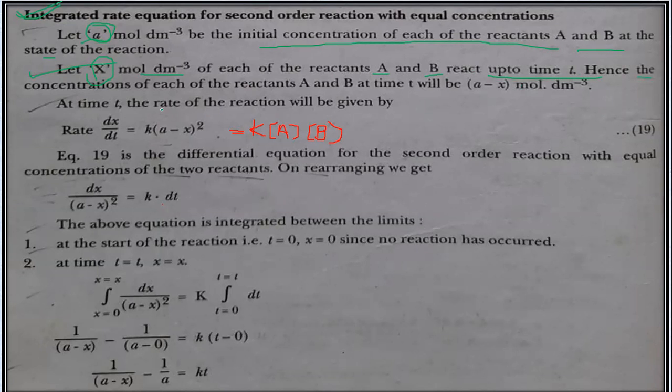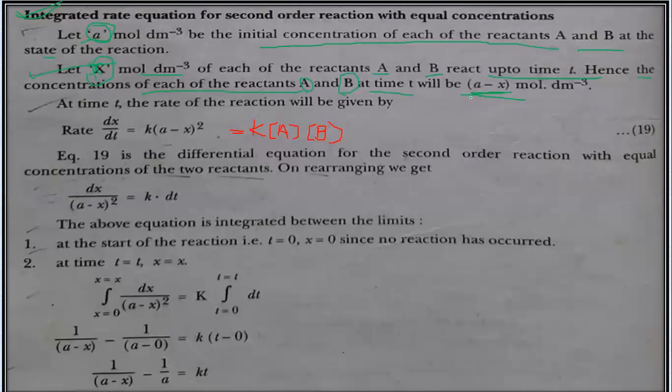Hence, the concentration of each of the reactants, what are the reactants? Capital A and capital B. These two reactants we are considering here. At time t, the concentration will be A minus x. Okay, this should be small x. Don't get confused here. It should be small x. That is just a printing mistake from their side.